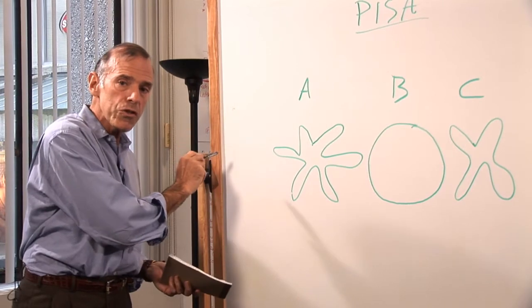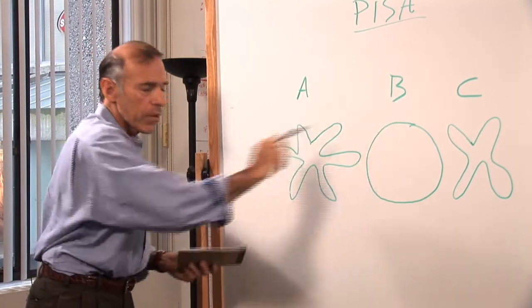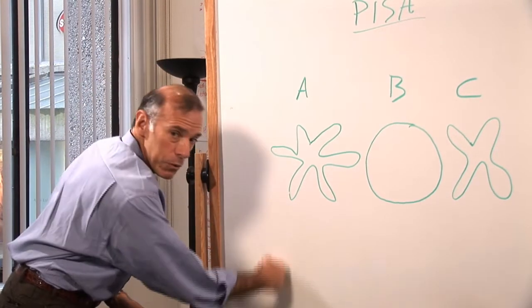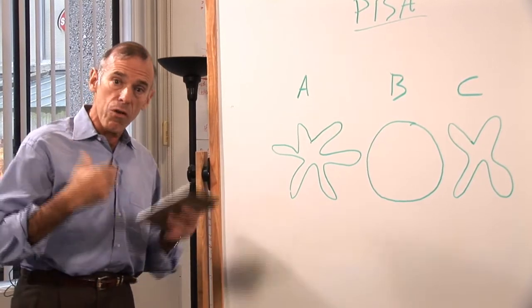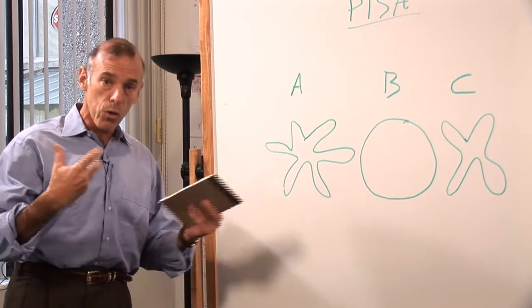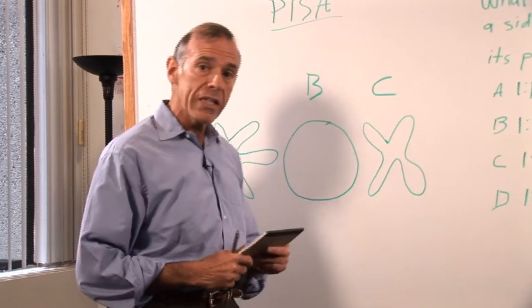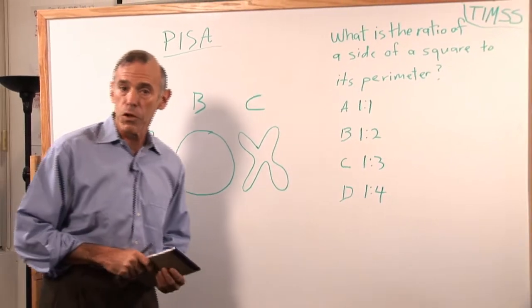It asks students how they would measure the perimeter of these three different shapes. Note, there are no multiple choice questions here. The students have to write their response. We call that a constructed response, or an open-ended kind of question. Now, the question here on TIMSS is A, B, C, D, your average multiple choice.